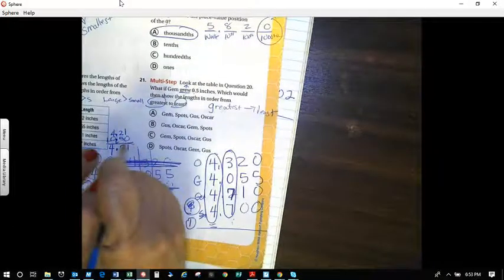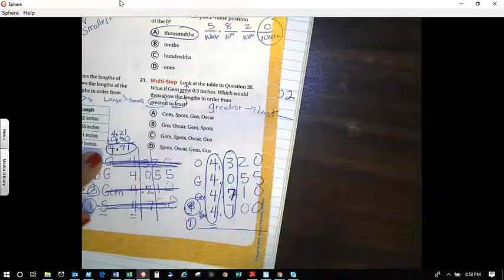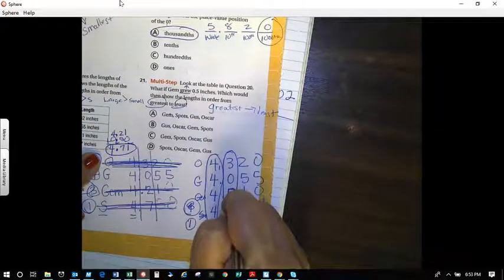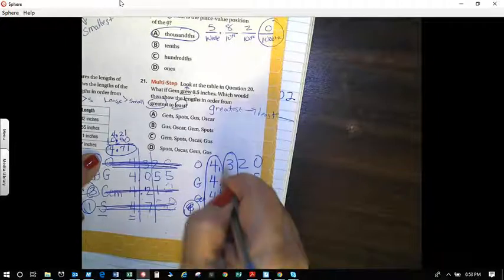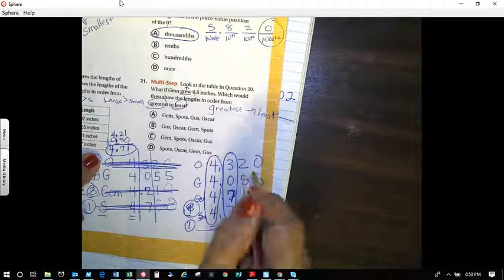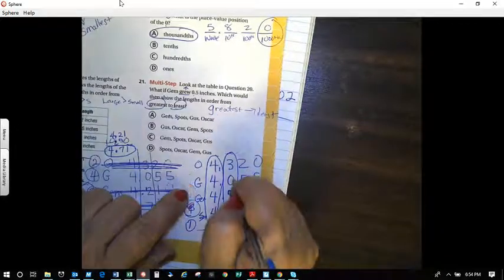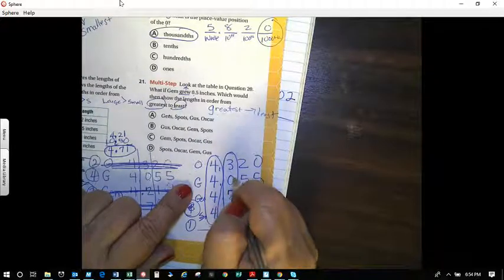Okay, so look at this right here. See, they're not trying to trick you. They're seeing if you are actually writing in the right number. I should have circled that when I wrote it. So these are equal. Those are my greatest because I have to start from greatest. So that's not going to work out. Go to the next. Let's see. So this is going to be the smallest. So this is in 4th place.